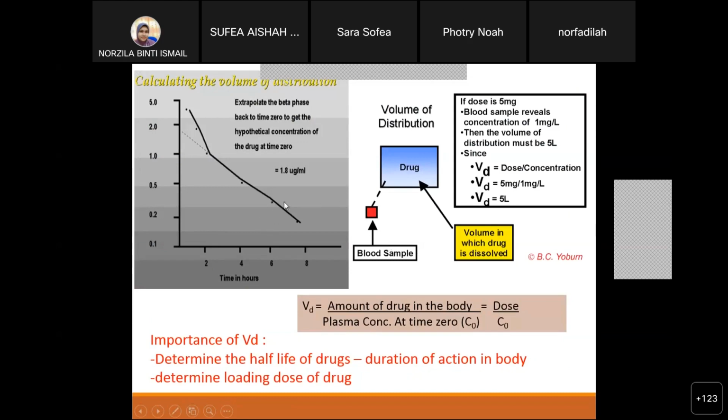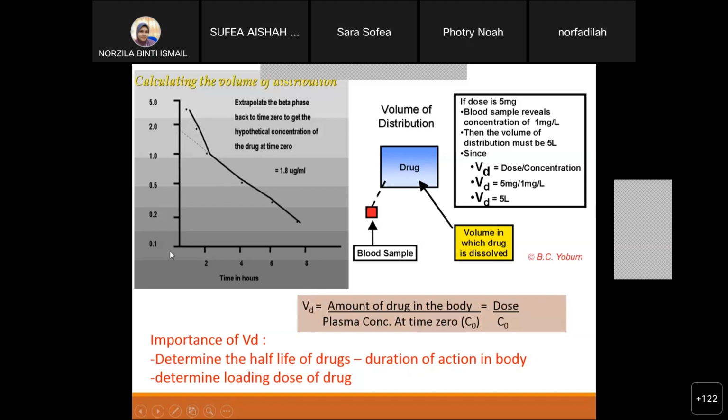For example, we administer drugs to a patient, and after every 1 hour, or every 2 hours, we draw their blood. We can measure the concentration of the drugs in each blood sample that we take. Then we can plot the graph.